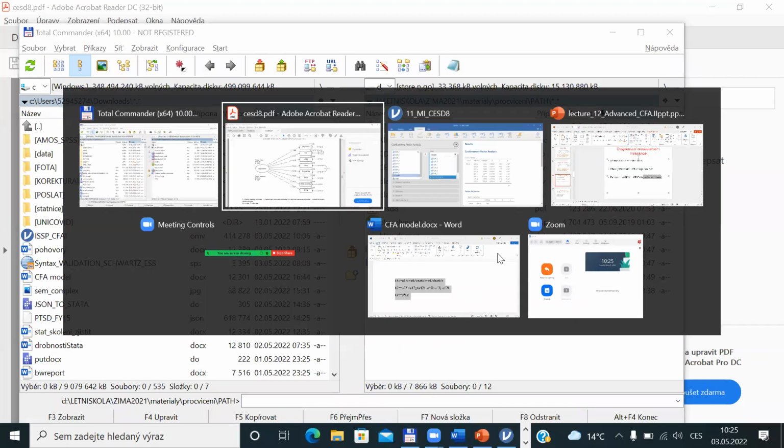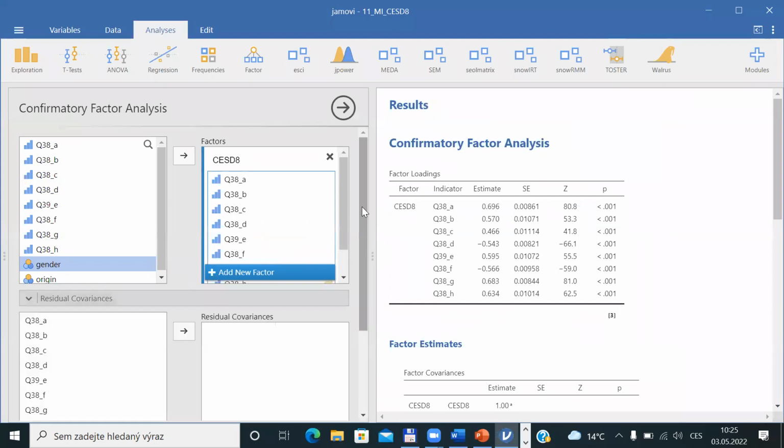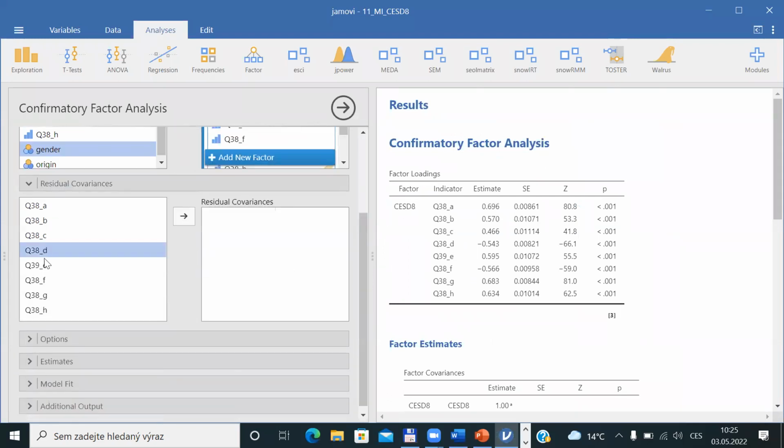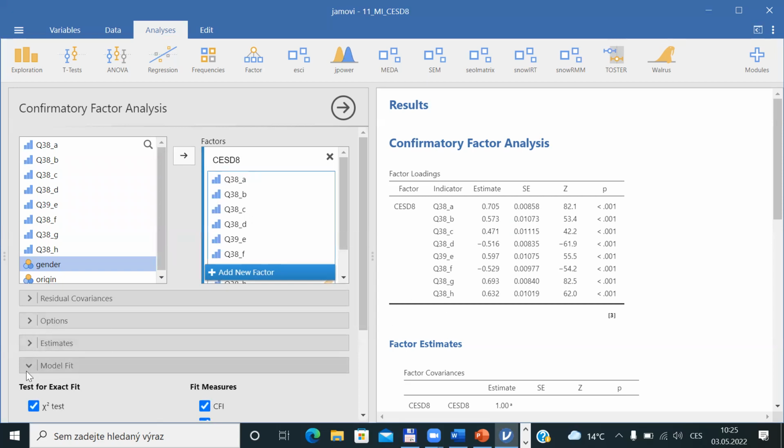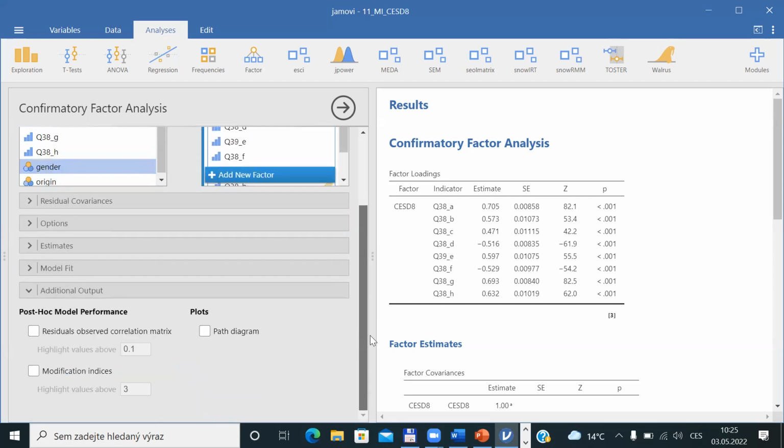So I would go to the next dialog, which is residual covariances. And I would take D and F and move them to the right side. By this step, I expect that the quality of the model is increased. And here it is. So I would go directly to model fit. That's enough for additional output. And here I would ask for a path diagram to see whether it works.